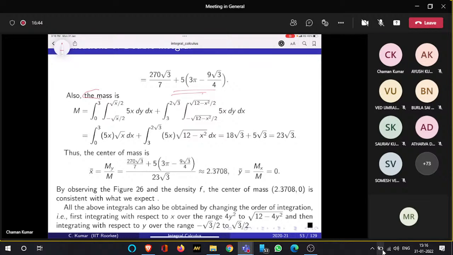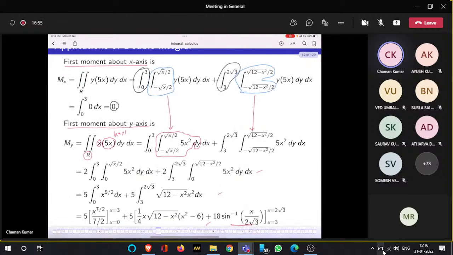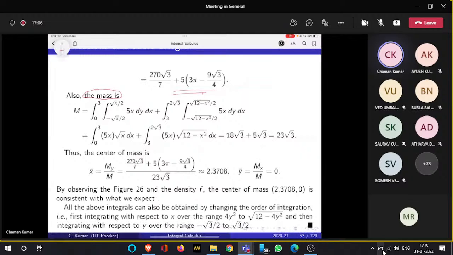And the mass will be the double integral of the function f. So again, we do the same splitting of the region R into region R1 and R2. Here we have exactly the same splitting. So we have these two integrals, and after solving them, you get this.